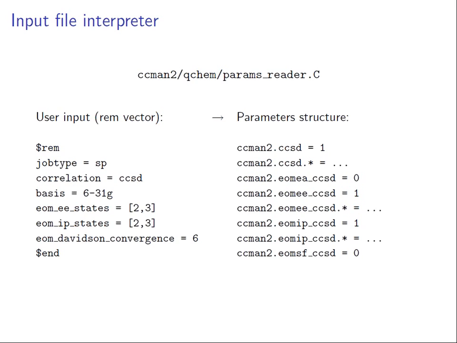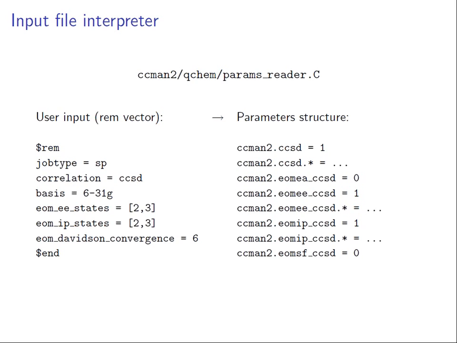Let's assume that this is the rem section that sets up the calculation. It's missing a few other parts, like the actual molecule that we're computing, but let's just focus on this. This particular calculation asks for a single point CCSD calculation for the ground state to use the 6-31G basis set, and it also asks for two excited state calculations. One is an EOMEE type calculation, and the other is EOM-IP. And then the number of states is specified by these EOM states and EOM-IP states keys.